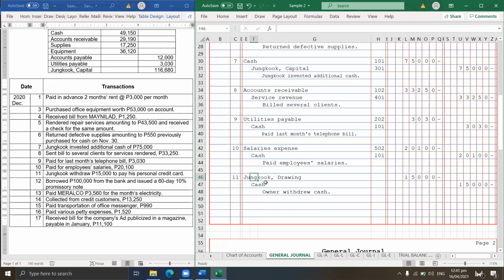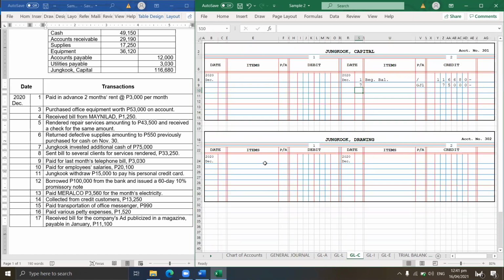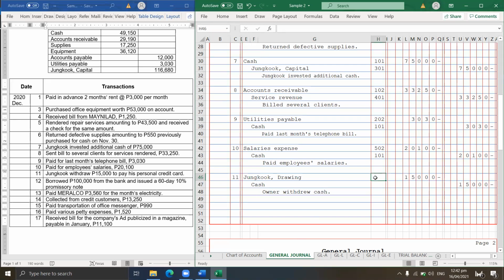Okay, so post it first to Jungkook drawing. Okay, 15,000, so that's debit. So Jungkook drawing for the December 11, walang items. Your PR is still GJ1, okay, worth 15,000. Okay, so after that, go back to the journal and put the posting reference of 302. So 302.